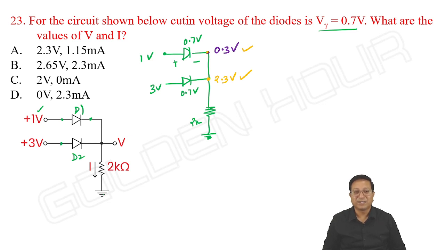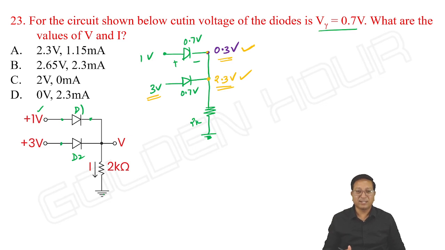Here what happens is D1 is off and D2 is on. Because if D1 is on, here 0.3 volts comes. For 0.3 volts, what happens to D2? Its cathode is at 0.3 volts and anode is at 3 volts. D2 should also conduct. If D2 also conducts, the voltage at this point should be 2.3 volts. But 0.3 and 2.3 volts cannot appear at the same node simultaneously. So absolutely my assumption is wrong.